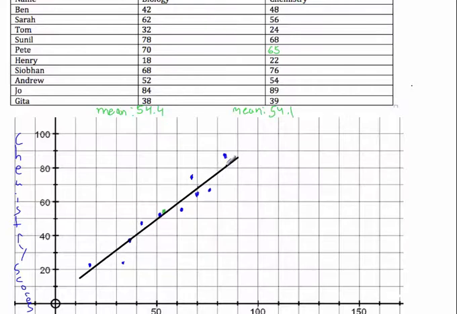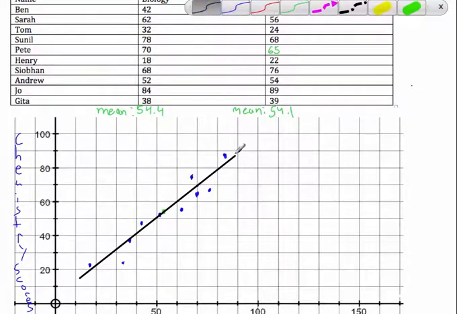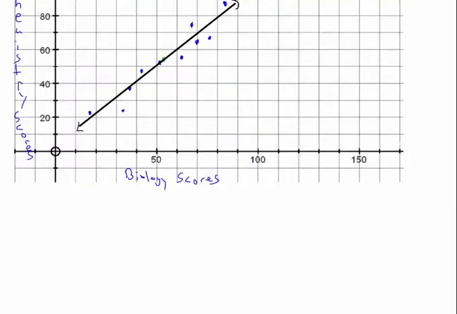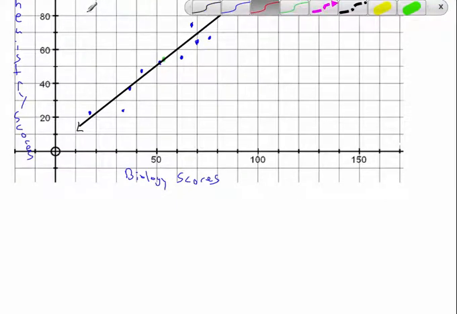Let me see. Okay, so we're going to try this here. Alright, that looks about right, and it goes through the mean point. So I'm going to draw that line right here. And maybe I'll stick some arrows on it here. Alright, so there's our line of best fit. So now I'm going to use 2 points on the line to find the equation of the line.